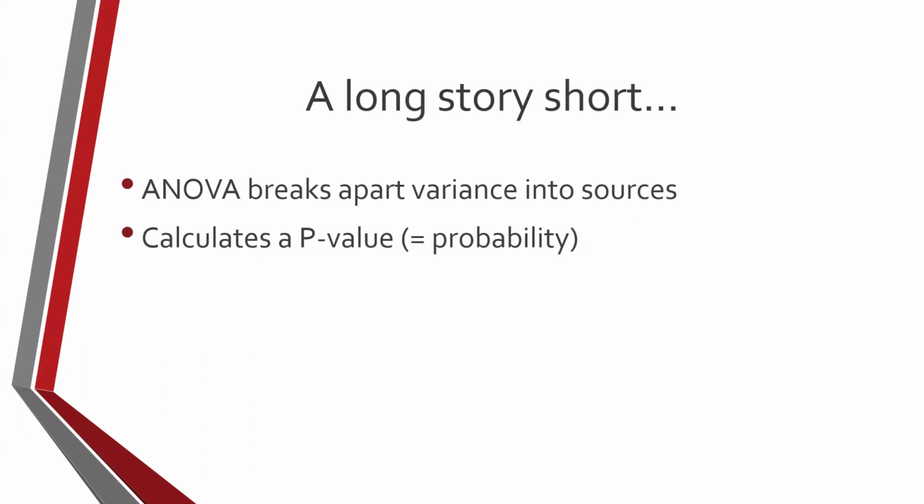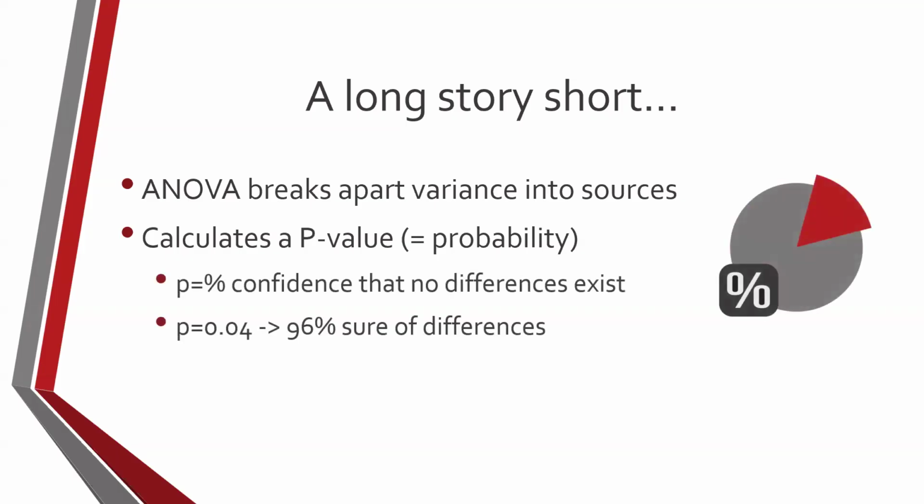Okay, so to summarize, the AOV analysis breaks apart the variance of our observations into different sources, and then calculates a p-value as the end result. And that p-value is a probability. Specifically for ANOVA, the p-value is the probability that no differences in the treatments exist. So that p-value of 0.04 means we're 96% confident that there are significant differences between our treatments.